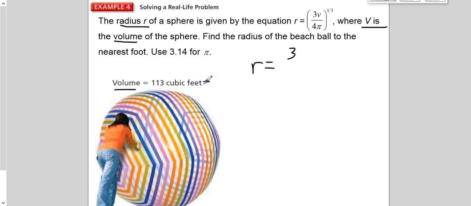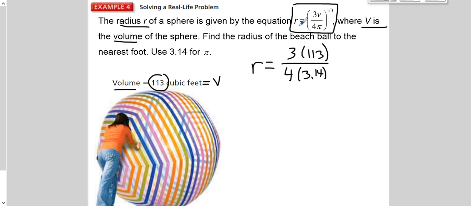But v, they gave us a number for v. We want to put that in. So 3 times 113 over 4 times pi. They've instructed us to use 3.14. And 3v over 4 pi, all of that needs to be raised to the 1/3 power. Okay, let's do this stuff inside first. Grab a calculator.